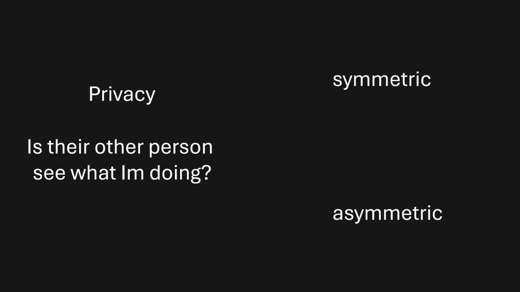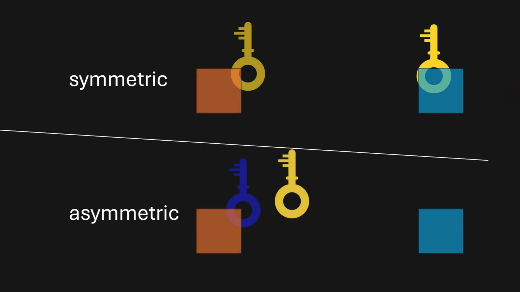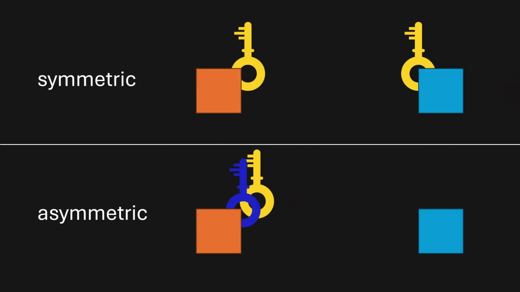Let's tackle privacy first, and that means encryption. There are two types of encryption you need to know about. The first is symmetric encryption. Both sides share a single key. That key encrypts the data on one end and decrypts it on the other. It is fast and efficient, great for a large amount of data.